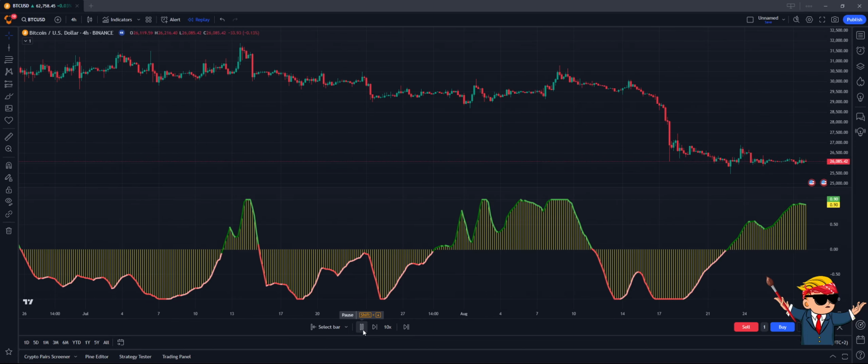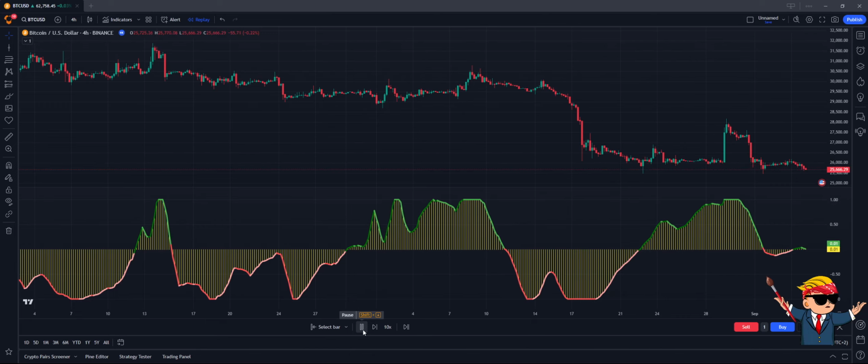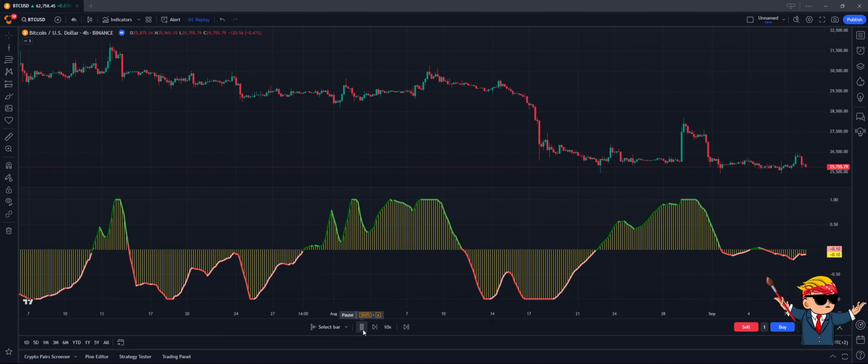So yeah, it works fine on Bitcoin. And it works on all sorts of tickers. So yeah, that's it for now.